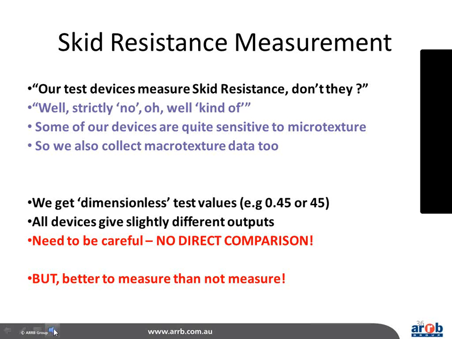What we get from each machine is an output, depending on which one. It can be an integer like 45, or a decimal like 0.45, for example. So the actual outputs themselves, you need to be careful. As you can imagine, as there are a number of different devices that measure skid resistance, people are trying to compare them. They try and come up with correlation equations, and we need to be very, very careful with that.